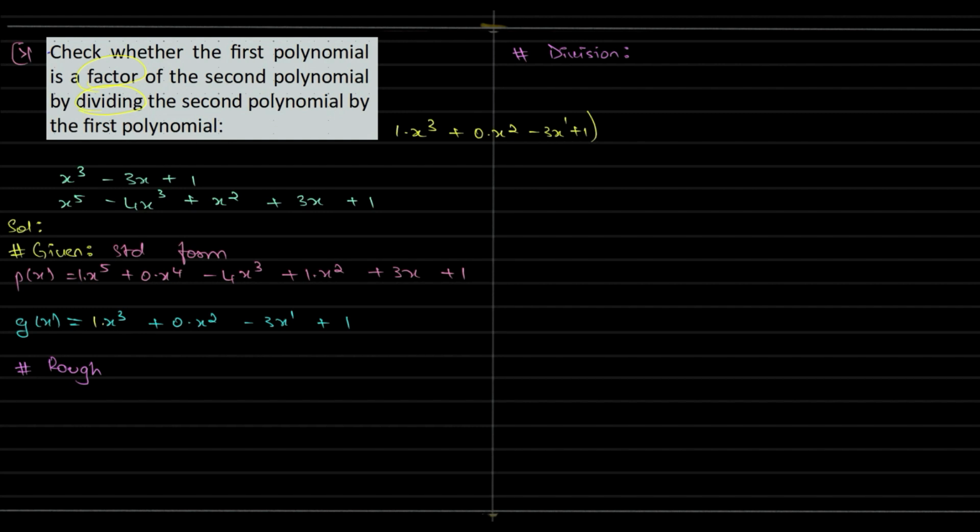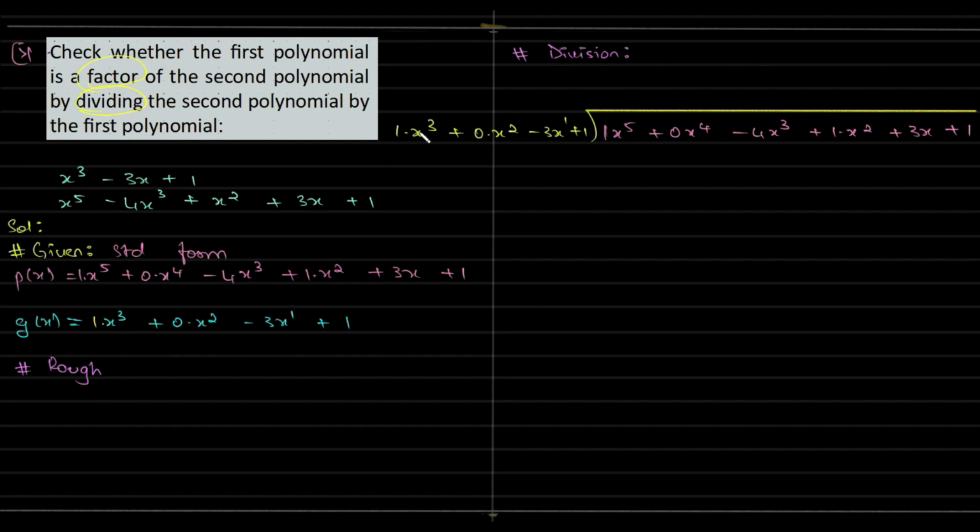Dividing. 1 x to the power of 5 plus 0 x to the power of 4 minus 4x cube plus 1x square plus 3x plus 1. Make good use of your space. Always try to write neatly. Now we just have to take the very first terms of each, divide, and write the quotient.